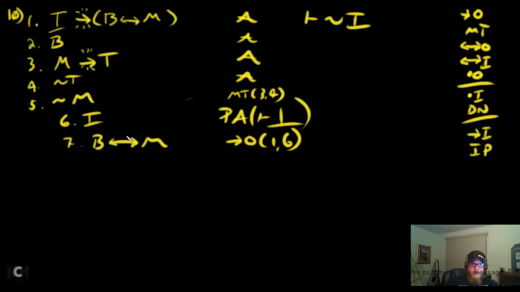So can we do modus tollens right now? No. We do have a fresh double arrow here. Let's go ahead and unpack that. That gets us two things. B arrow M, M arrow B. Okay, that's double arrow out on line 7 for both.